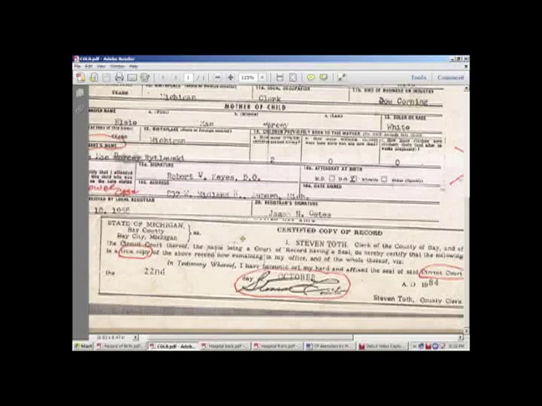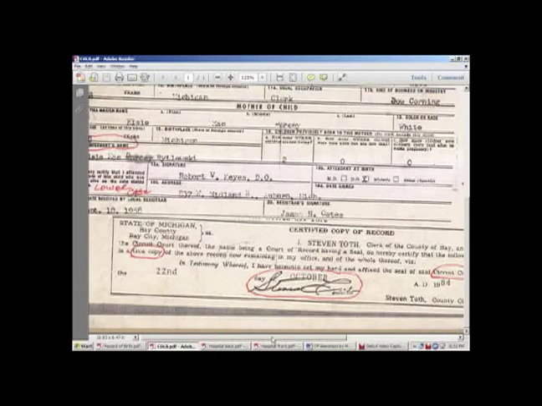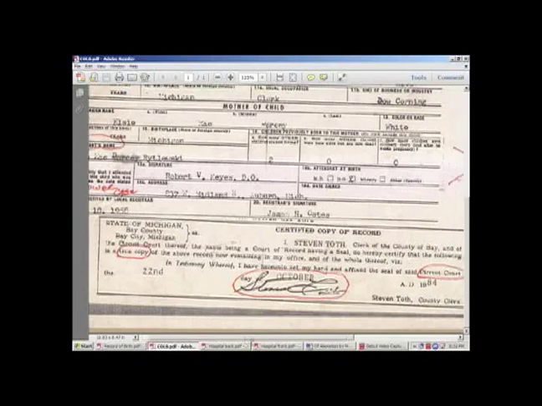That says that Stephen Toth, clerk of the county of Bay. It doesn't say Bay, Michigan, it says county of Bay, upper, lower, and of the circuit court thereof, the same being a court of record, having a seal, do hereby certify that the following is a true copy of the above record now remaining in my office, and the whole thereof. So this is a true copy of what he has in his office.